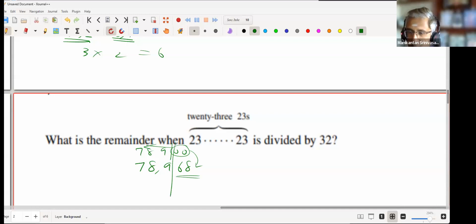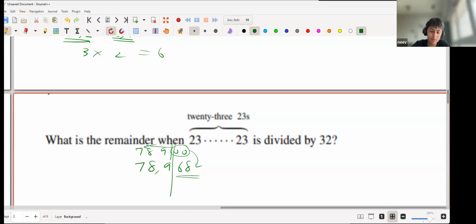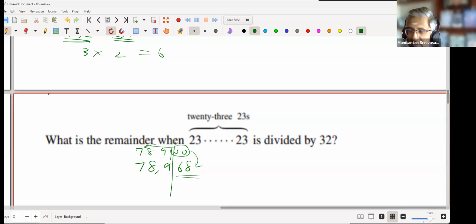Okay. And similarly, Neve, why do you think for divisibility by 8 we look at the last 3 digits? Why do you think that's the case? Maybe because I think 1000 is divisible by 8. Exactly. 1000 is divisible by 8. 125 times 8 is 1000.